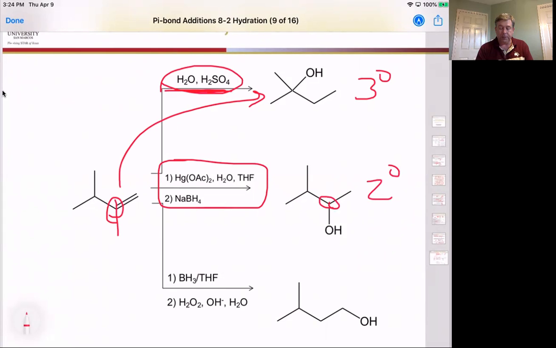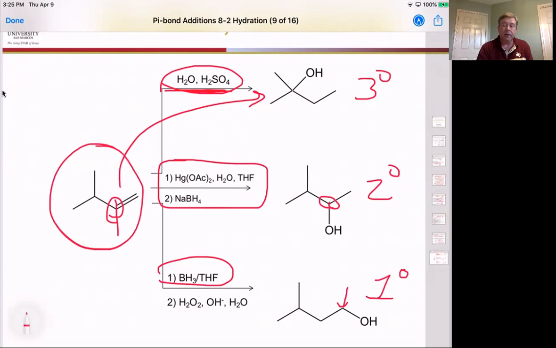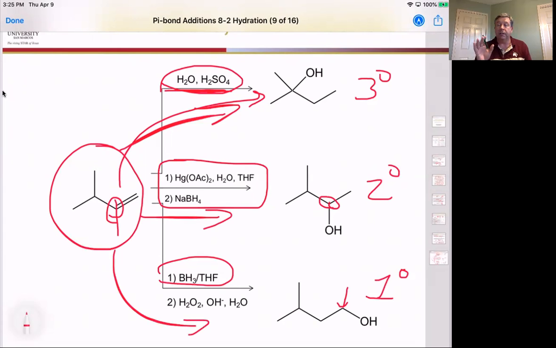And our last reaction, of course, is this hydroboration-oxidation reaction, where the boron will add to the terminal site and then give us our primary alcohol. So the same substrate here can generate a tertiary alcohol, a secondary alcohol, or a primary alcohol by choosing the correct reaction system.